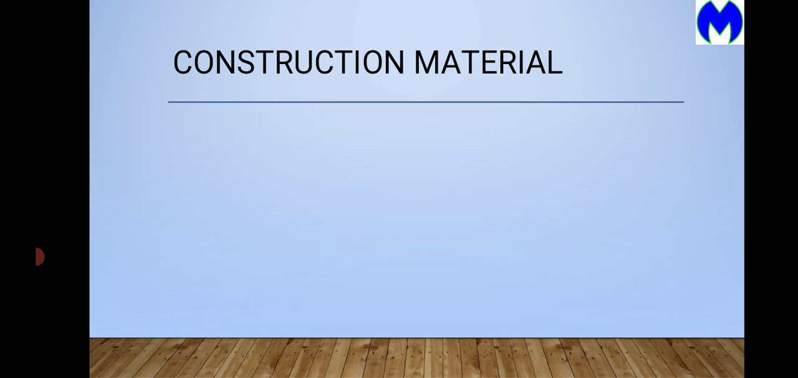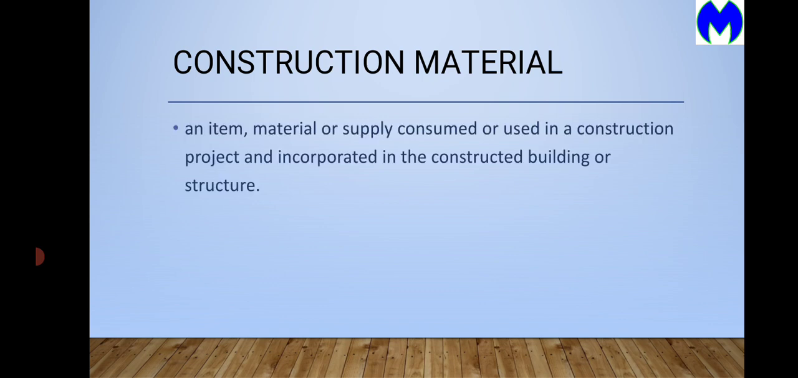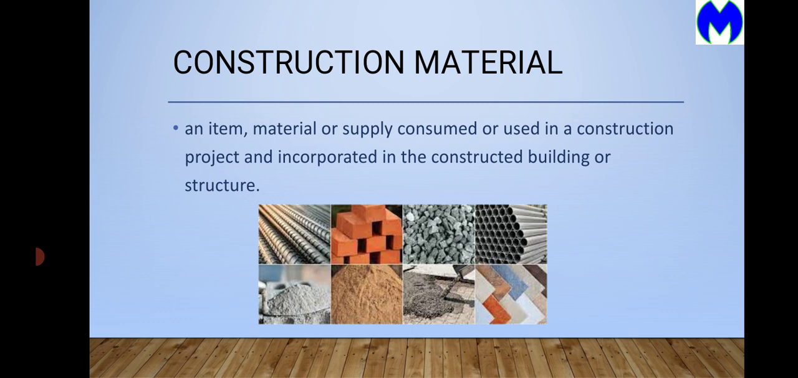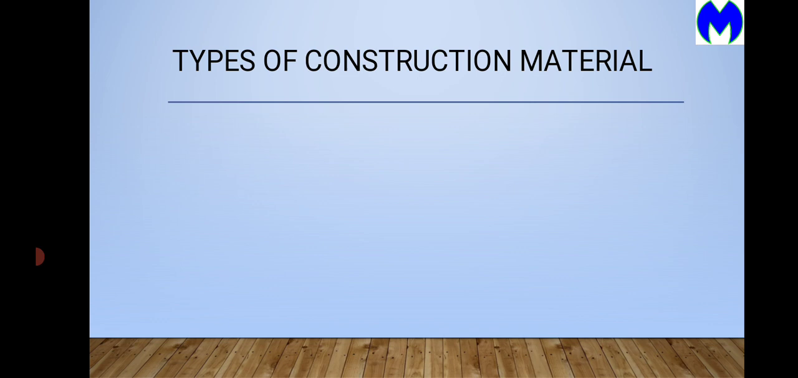So what is a construction material? A construction material is an item, material, or supply consumed or used in a construction project and incorporated in the constructed building or structure. So these are examples of construction materials. Which of these do you commonly see being used in different constructions? So we have the following types of construction materials.